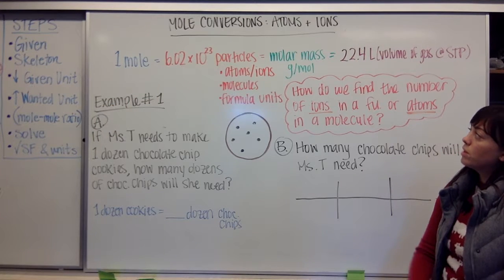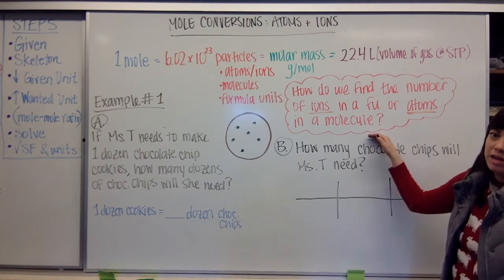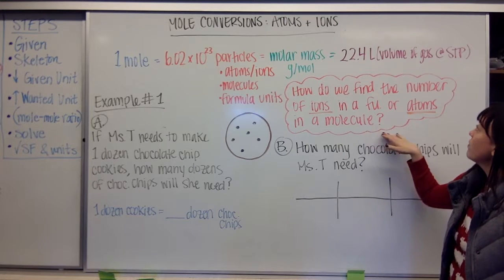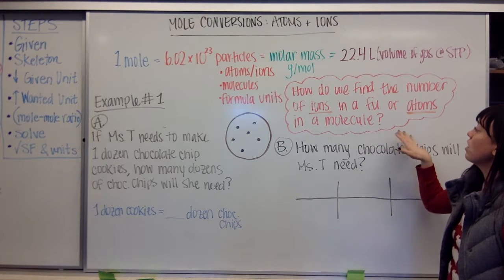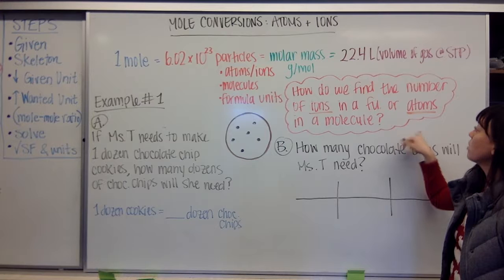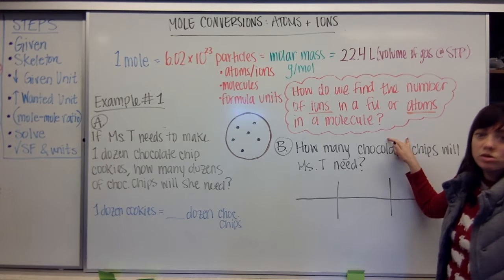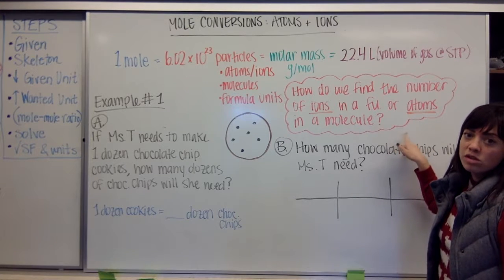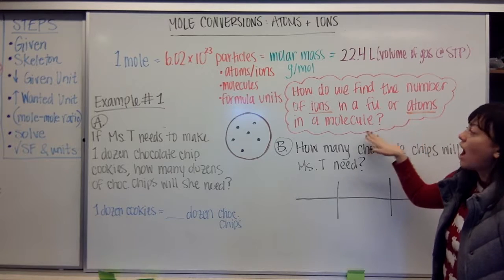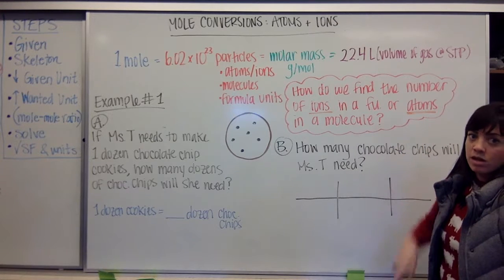Today, we are going to be looking at this question. We're going to be answering this: how do we find the number of ions in a formula unit or the number of atoms in a molecule? And we're going to be using that to calculate moles of atoms or moles of ions within a sample.